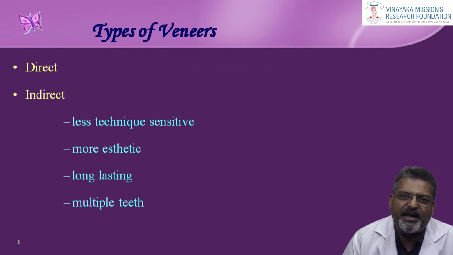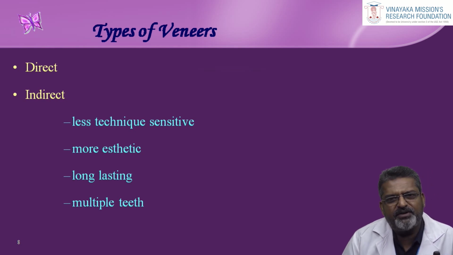So the second type is called indirect veneering. As the name suggests, indirect veneering is the kind of veneer which is done outside the patient's mouth. You make an impression, you pour the cast, or you do a digital impression, you digitally mock up, and all this is done outside the patient's mouth. So it is not going to take much of your chair side time.